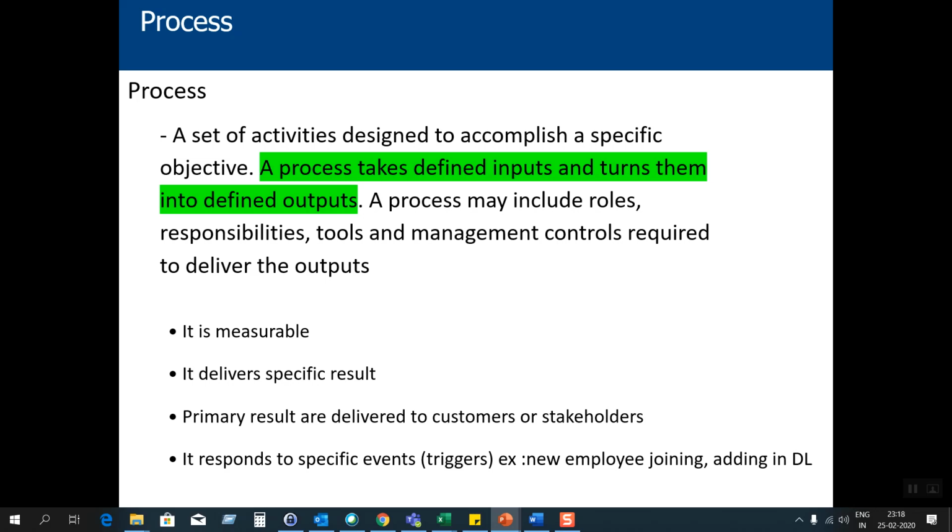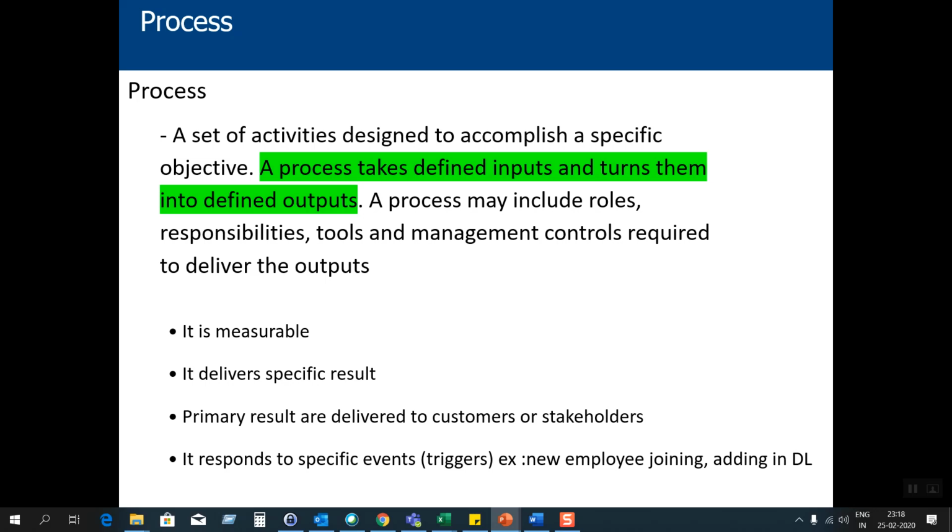For example, I mentioned the example of adding to a DL. DL is nothing but a distribution list. So imagine you join an organization newly and you raise a request to the service desk stating that you want to be part of this particular distribution list. So here the process will start. Now the service desk agent will send an email to the DL owner stating that so and so associate is requested to be added as a member in the DL. So the DL owner either approves the request or rejects the request.